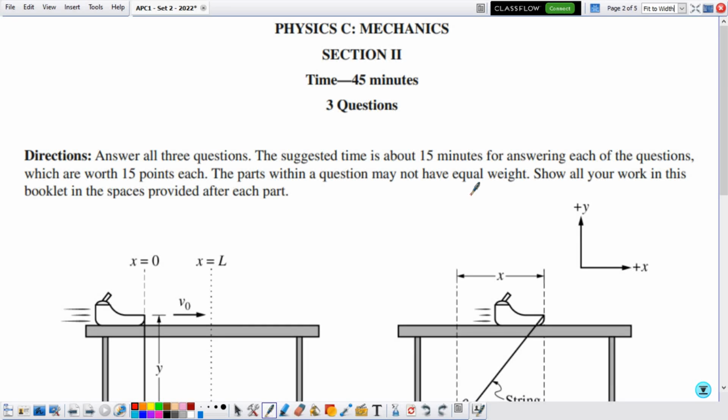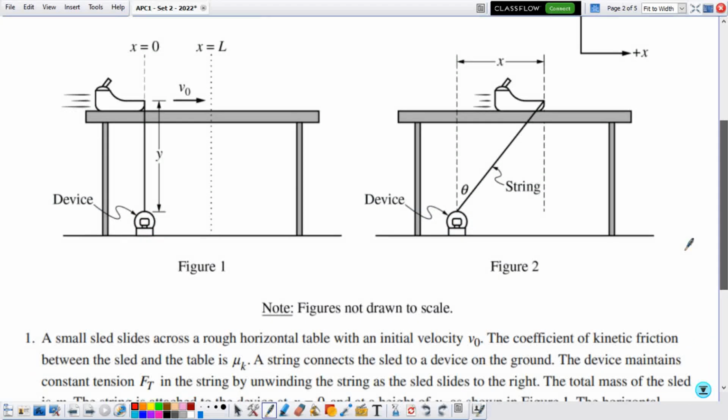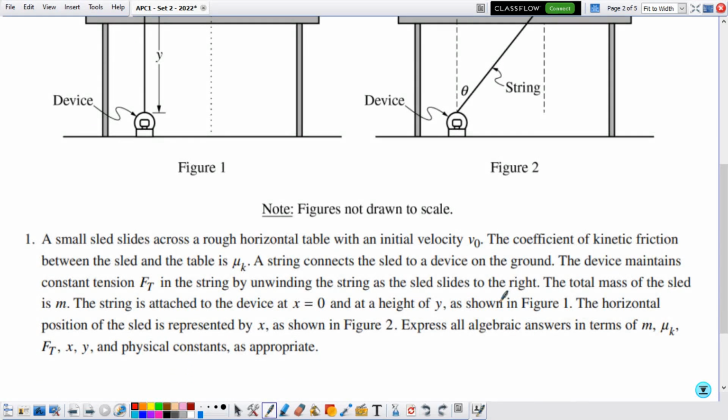Hello APC Mechanics student, today we'll solve the past paper of RQ Set 2 2022 exercise 1. Then let me start. A small sled slides across a rough horizontal table with an initial velocity v0.